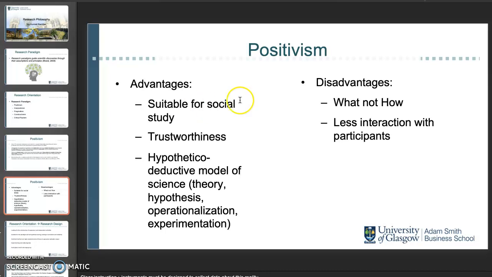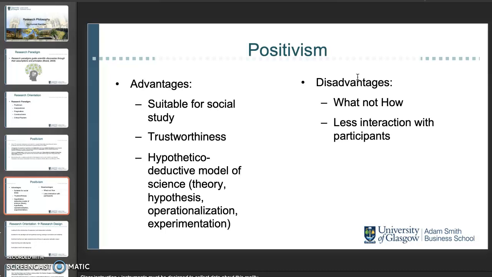What are the disadvantages of positivism? Most positivism is talking about what? What is the effect? What will happen if we decrease or increase something? But it rarely talks about how, because it's another orientation, of course. And the second one is less interaction with participants.